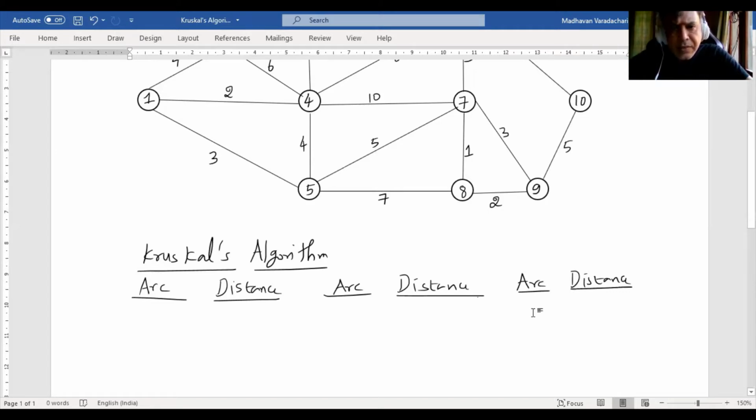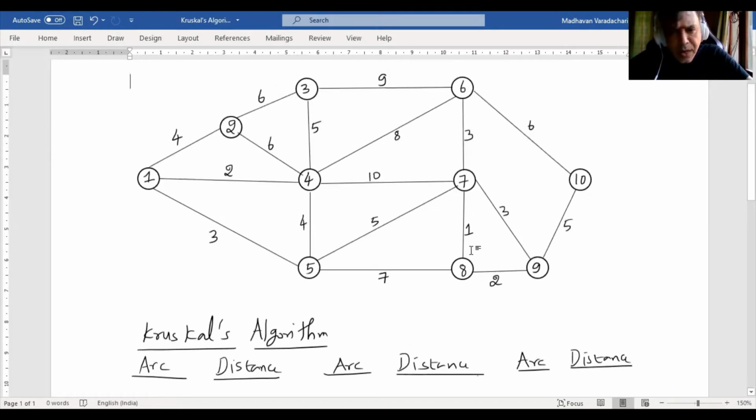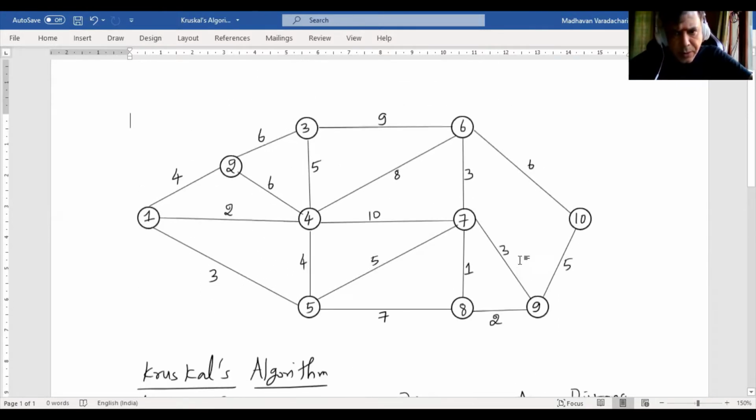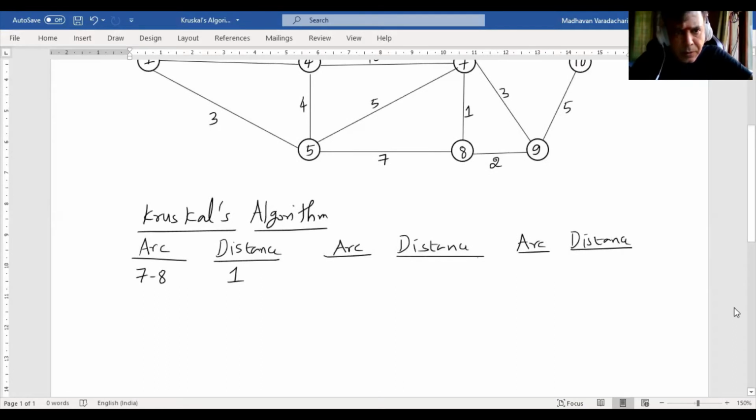Now, which is the least distance among all this? Of course, one is the least. So the arc is 7 to 8. I will write 7 to 8, distance is 1. The next least distance is 1 to 4, which is 2, and also 8 to 9, which is 2. 1 to 4, 8 to 9, both are having a distance of 2.